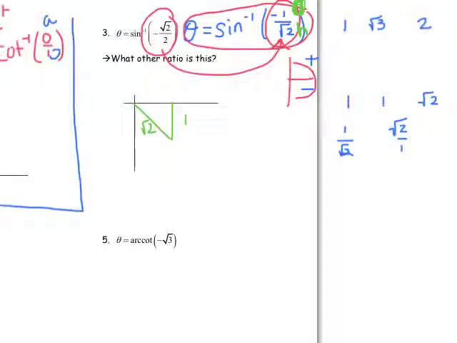Now it does make sense that this is a negative ratio because when I put a 1 here, since I went down, that must be a negative 1. And if I finish this out, this is a 45, 45, 90, so my other side is also a 1. It is going in the positive direction because it's going in the positive or right direction. And across both 1s is 45, 45. So 45 degrees is your reference angle.